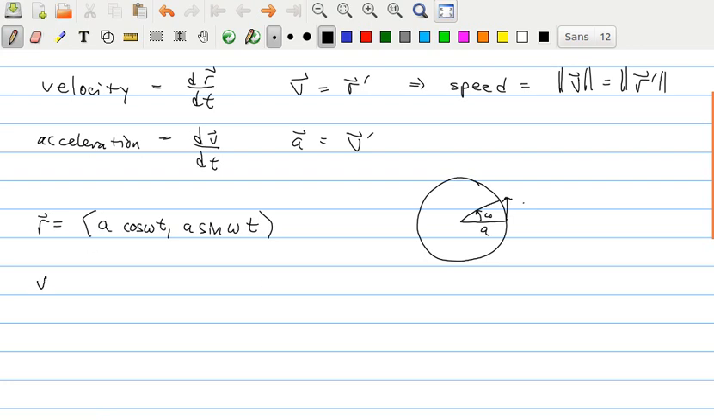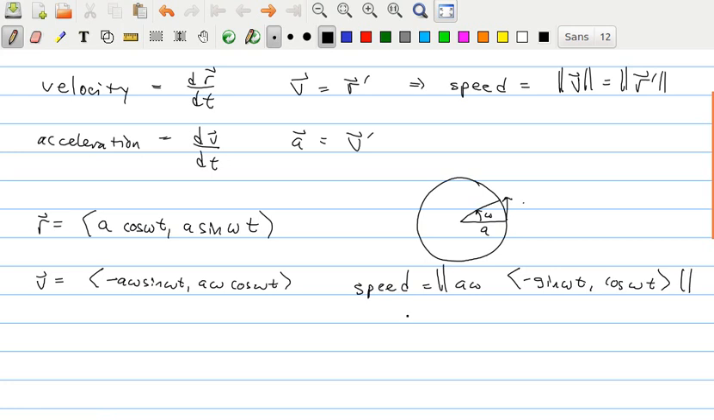So let's go through and get the velocity. The velocity of this is the derivative. So this is negative a omega sine omega t and a omega cosine omega t. And if we were to look at the speed on this, the speed is the magnitude of this. Before we do this, these two components both have an a omega in common. So we can actually factor out the a omega and then take the norm of negative sine omega t, cosine omega t.